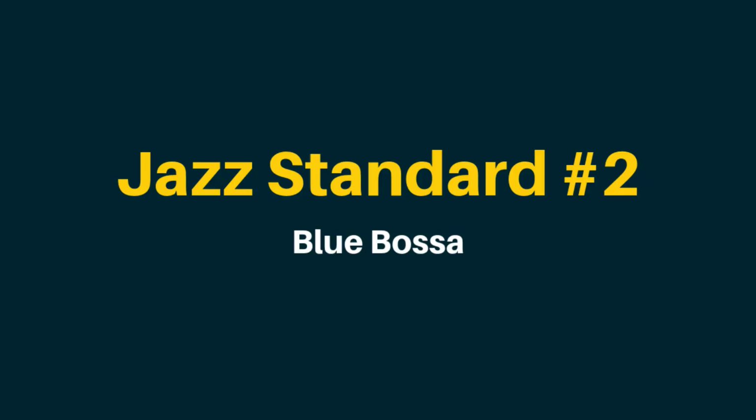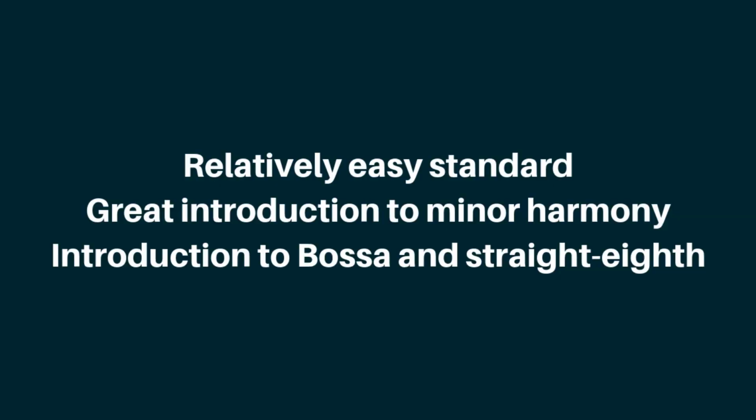All right, jazz standard number 2 is Blue Bossa. Now, Blue Bossa is a pretty simple song, and that's a good thing for someone who's a beginner, but it's also a great study of minor harmony, and we need to understand that in jazz, of course. Another great thing about Blue Bossa is that it is in fact a bossa, so it's a straight 8th tune with a bossa groove, which is an important part of jazz.